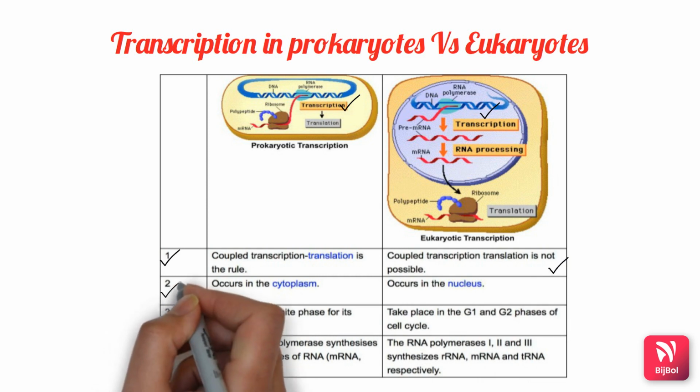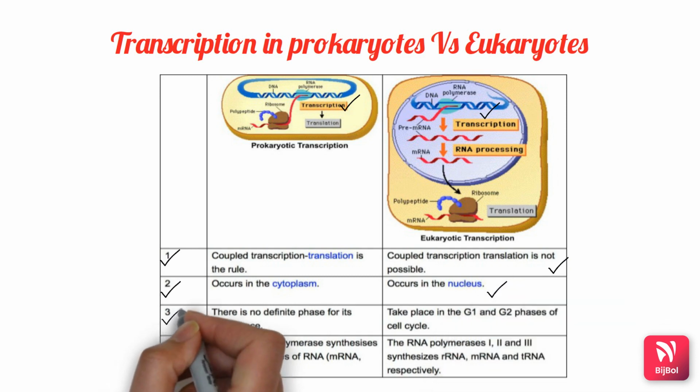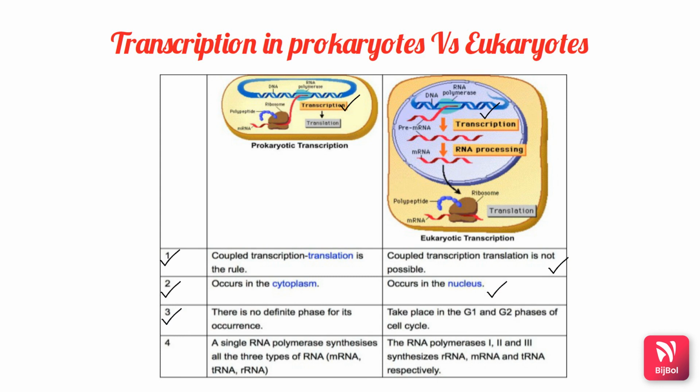Coming to the next point, as we have already studied, transcription in prokaryotes takes place in cytoplasm, whereas in eukaryotes, it occurs in the nucleus. In prokaryotes, there is no definite phase for the occurrence of the transcription, whereas in eukaryotes, it takes place in G1 and G2 phases of the cell cycle. Coming to the prokaryotes, a single RNA polymerase synthesizes all the three types of RNA, that is mRNA, tRNA and rRNA. In eukaryotes, RNA polymerases 1, 2 and 3 synthesizes rRNA, mRNA and tRNA respectively.